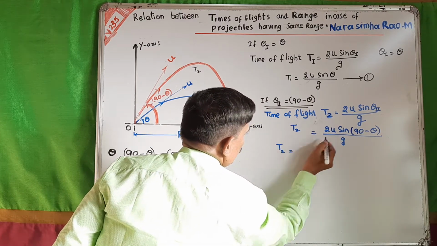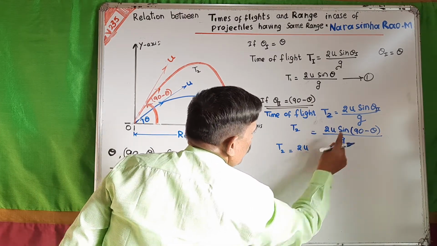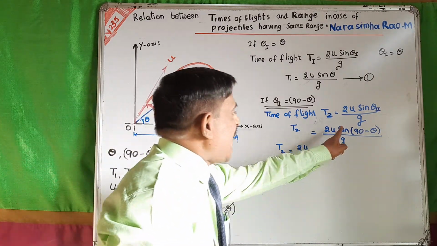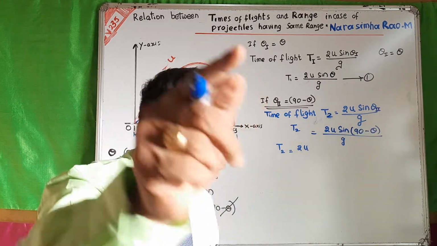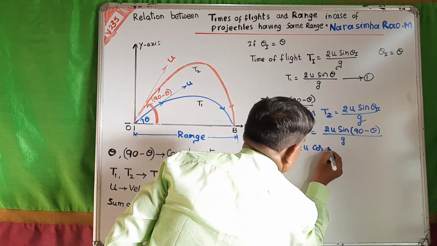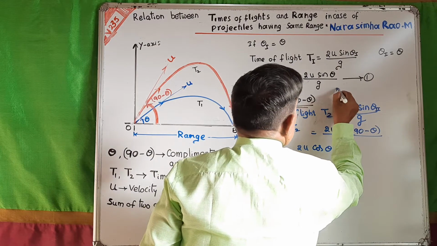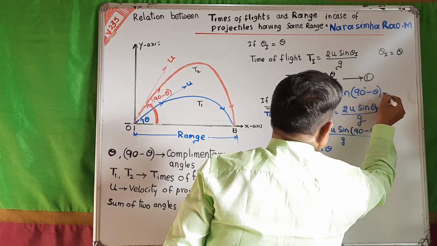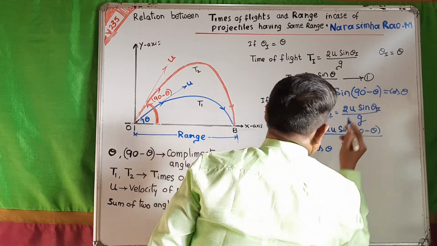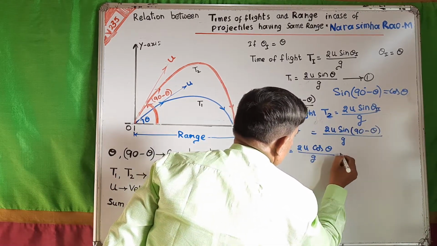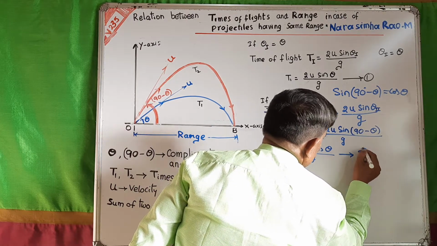T2 is equal to 2u sin of 90 minus theta by g. Sin of 90 minus theta is cos theta. There is a trigonometry formula: sine of 90 degrees minus theta is equal to cos theta. So T2 is equal to 2u cos theta by g. It is the second equation.